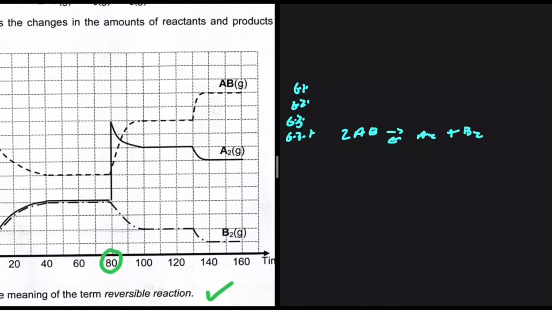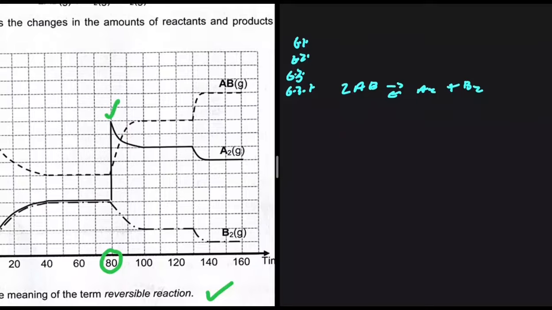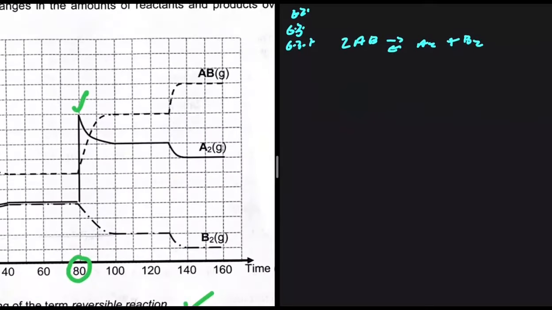At t equals 80 seconds, you can see clearly that the concentration, not the concentration, but the number of moles of A2 are increased. There's an increase in the number of moles of A2. And as a consequence, when the system wants to reinstate a new equilibrium, the reaction that reduces the number of A2 is going to be favored, which is the reverse reaction. That is why we see the number of moles of B2 decreasing and the number of moles of AB increasing.